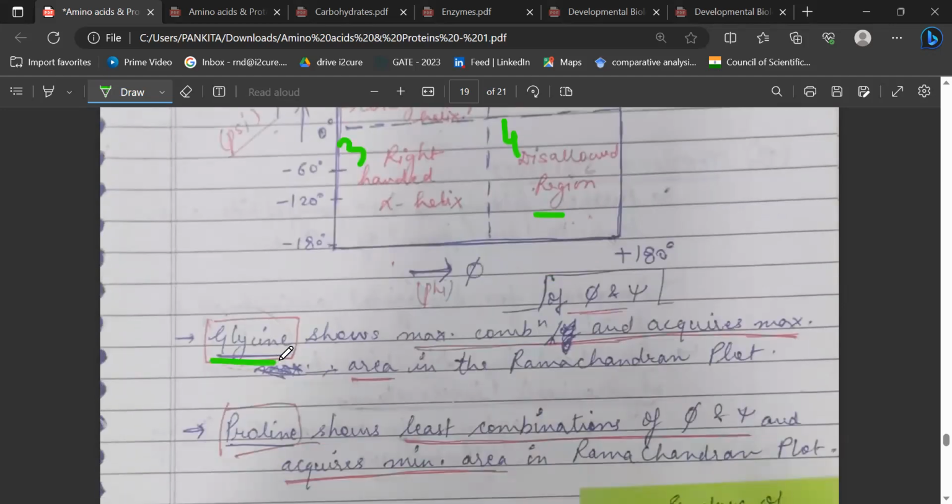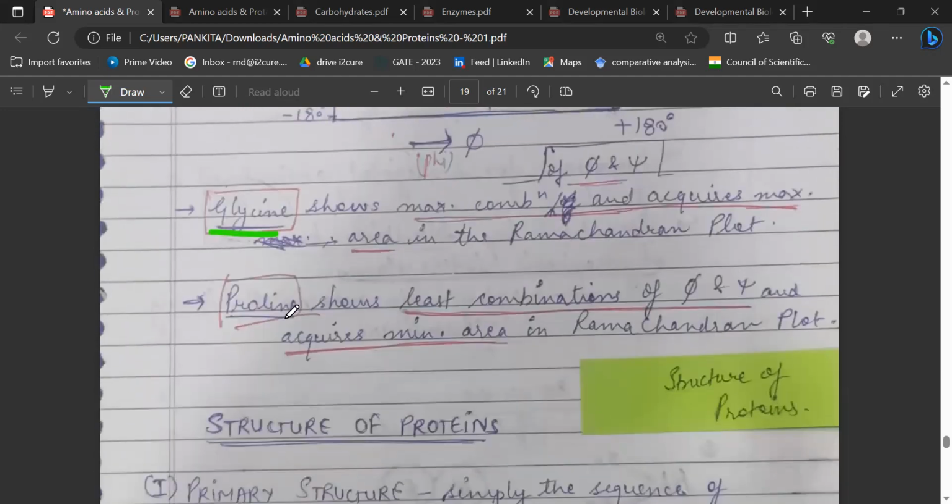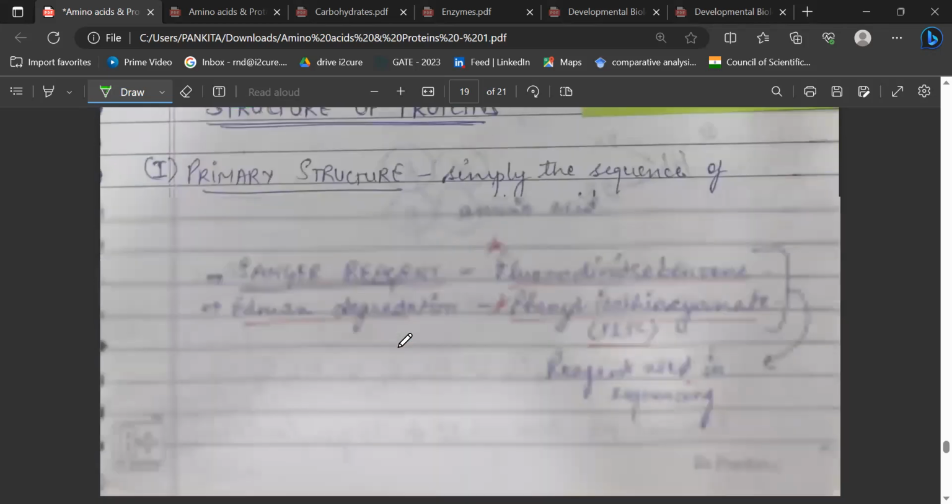Among the amino acids, glycine is the amino acid that shows the maximum combinations of the dihedral angles phi and psi, and glycine acquires the maximum area in the Ramachandran plot, whereas proline shows the least amount of combinations of dihedral angles phi and psi, and it acquires the minimum area.